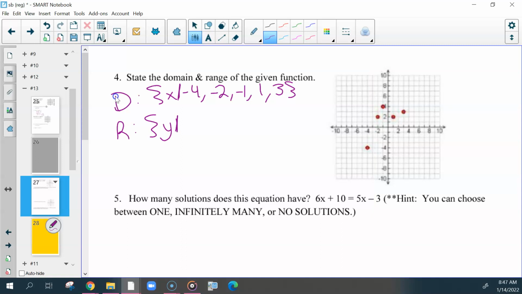Okay. For our range, least to greatest, what were those values? -4. 2. There's 2 at 2, but we're not going to put repeating numbers. 3 and 4.